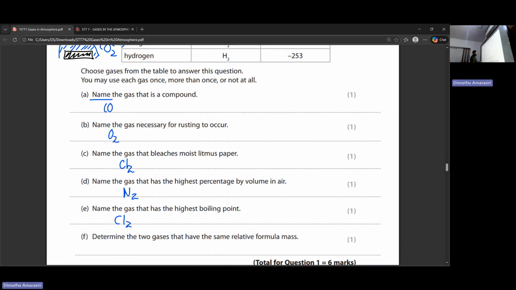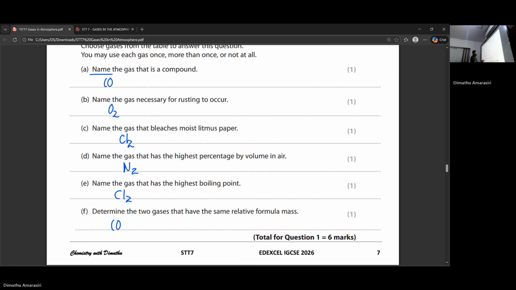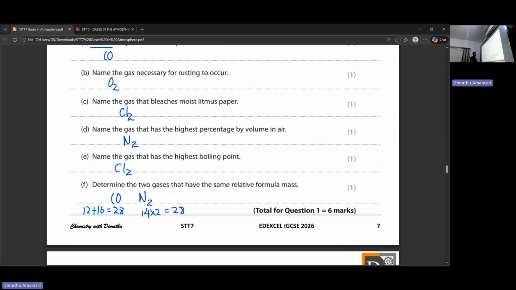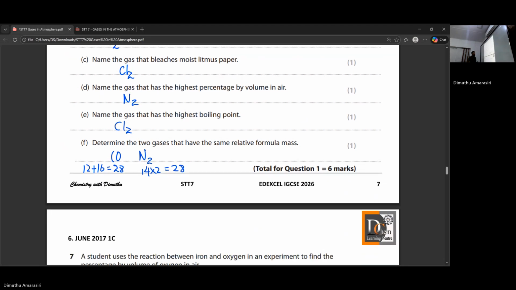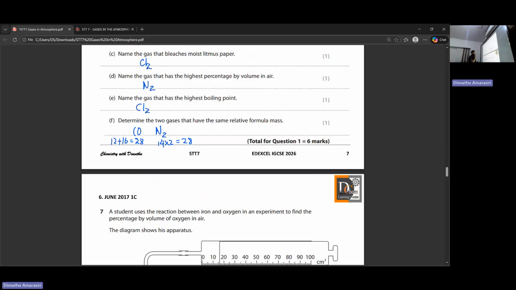Determine two gases that have the same relative molecular mass. Nitrogen and carbon monoxide, I guess. You find the value: this is 14 into 2, that is 28. And this is 12 plus 16, that's also what? 28. So do you have this question too?